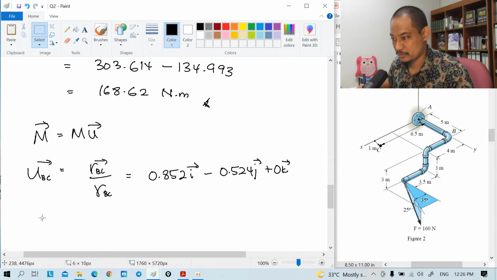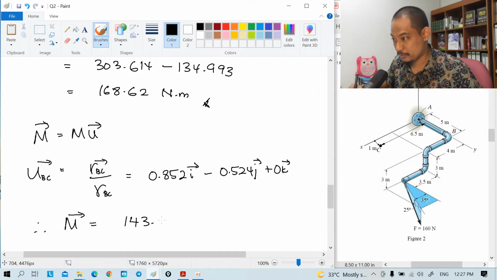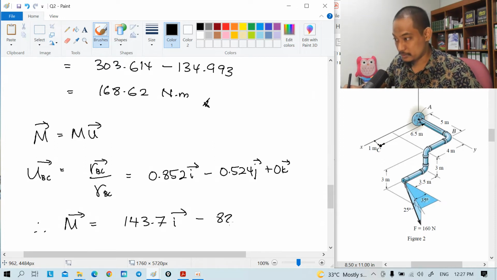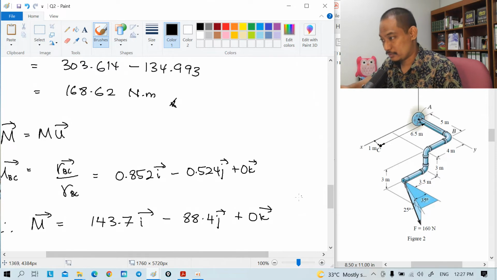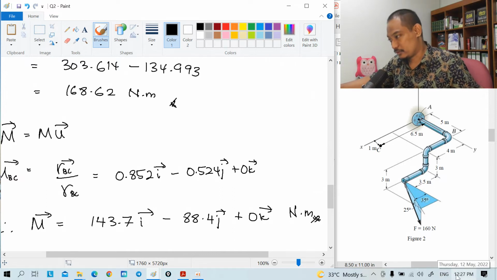So M is above, so hence, okay, we have 4 minutes left, hence M equal to 168.62 times 0.852, 143.7i, and then 168.62 times 0.524, minus 83.4 J plus 0 K. This would be the answer, and the unit is Newton meter.